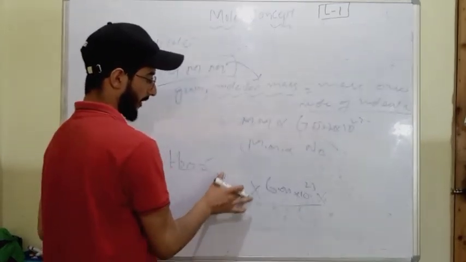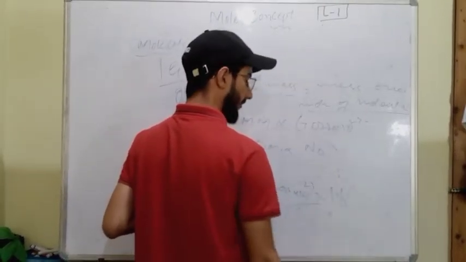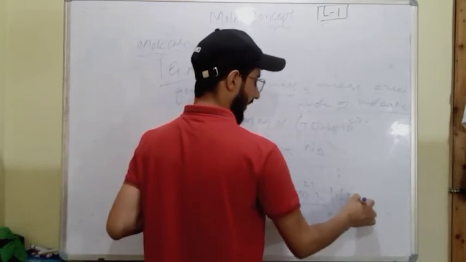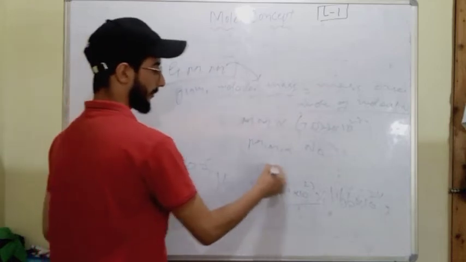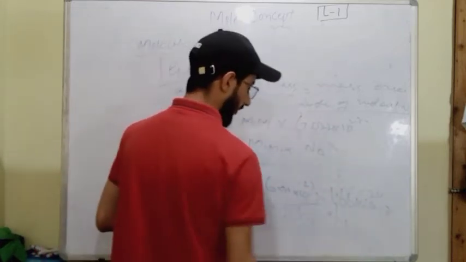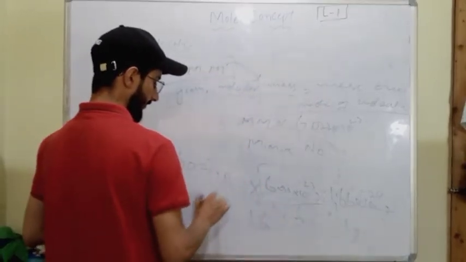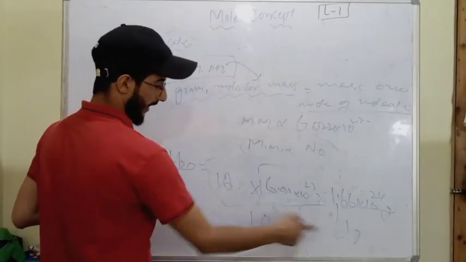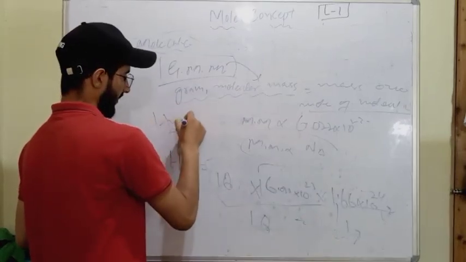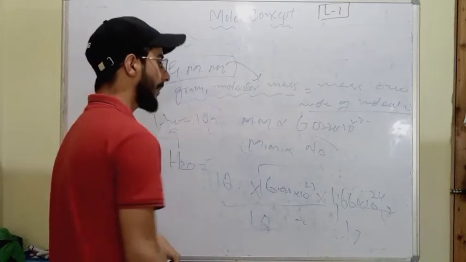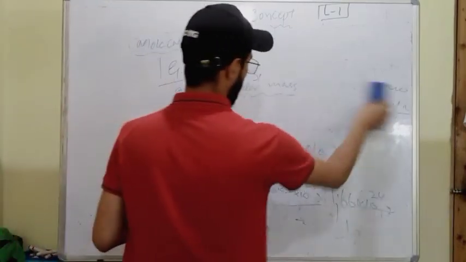if I am going to calculate in grams, I will multiply it with the mass of the nucleon, which is 1.66 into 10 raised to power minus 24 grams. When we multiply this, there is a magic: it will be equal to 1 gram, and it will be 18 grams. So the gram molecular mass of water is 18 grams, and the same way you can calculate it for other molecules.